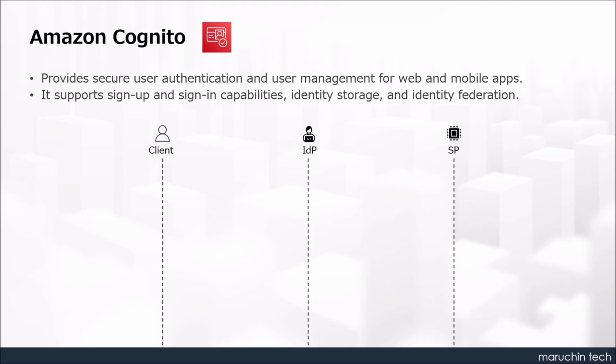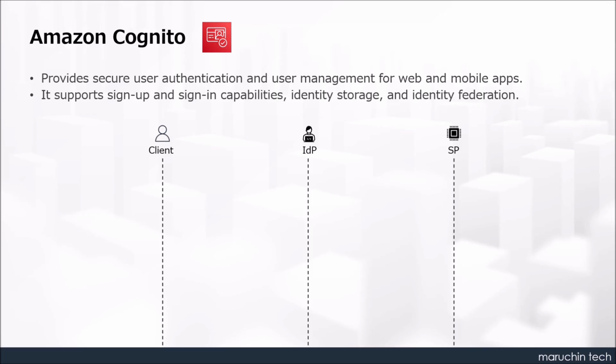Amazon Cognito is a service that provides secure user authentication and management for web and mobile apps. It supports sign up, sign in, an identity store, and ID federation. The identity store is where user credentials are managed. In Cognito, this is called a user pool. ID federation is a mechanism that allows you to use external social identity providers to grant access to resources.